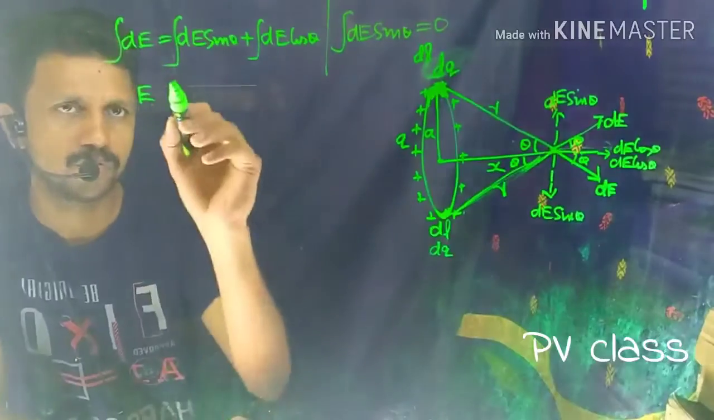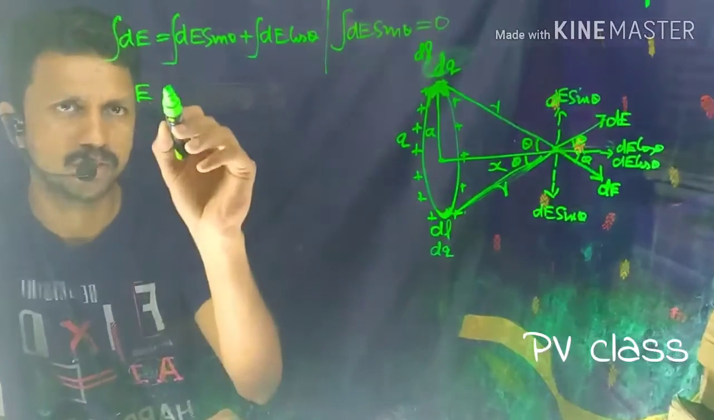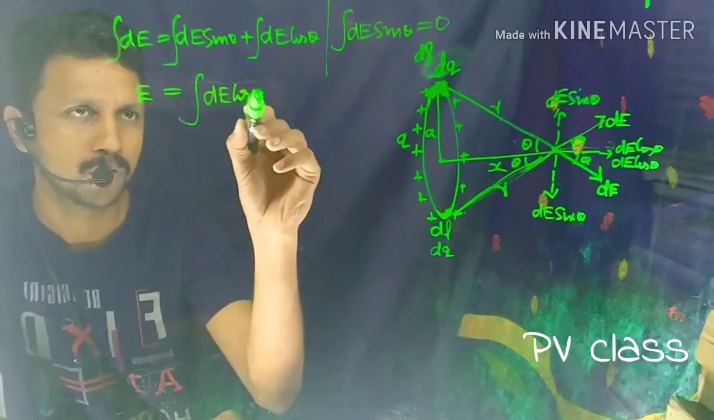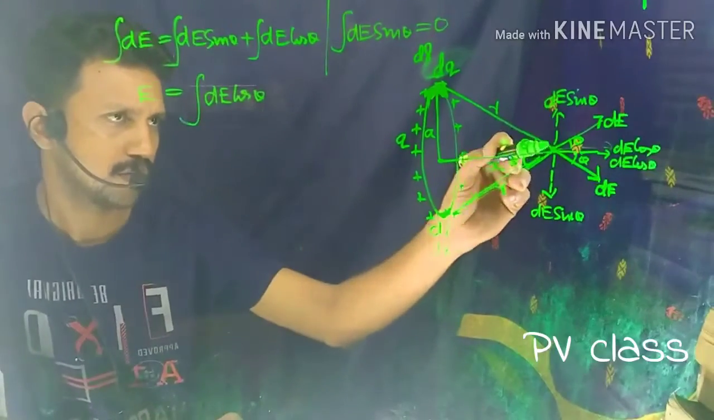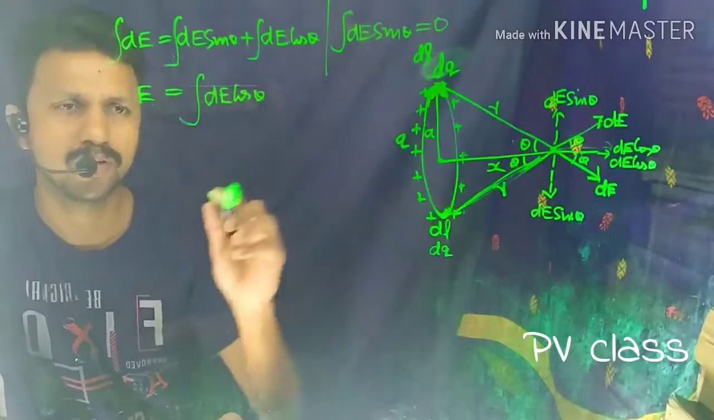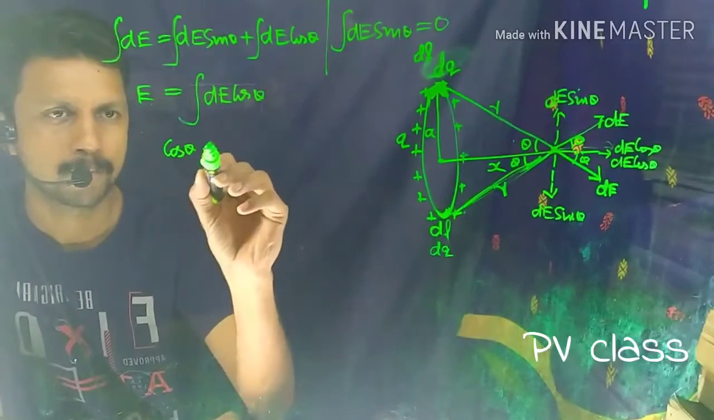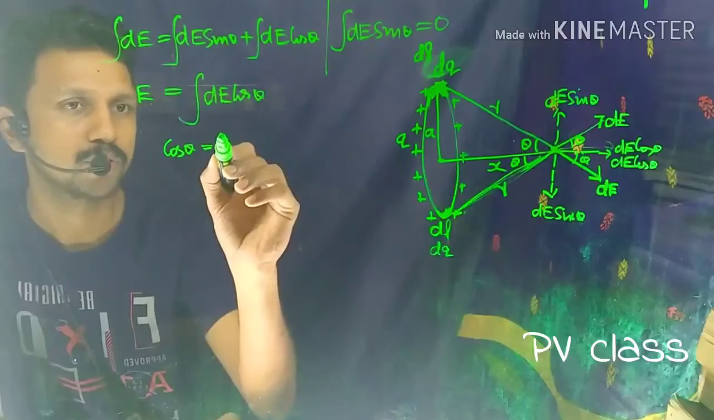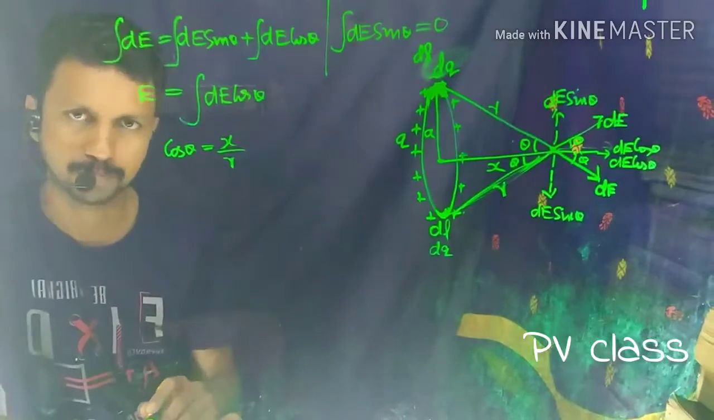Therefore, no need of writing integral of dE sin theta, that is 0. Therefore, I could write integral dE cos theta. From the triangle, can you see a triangle like this? From this triangle, what is the value of cos theta? Cos theta is adjacent side by hypotenuse. Therefore, it is equal to x by r. Clear? Cos theta is x by r.